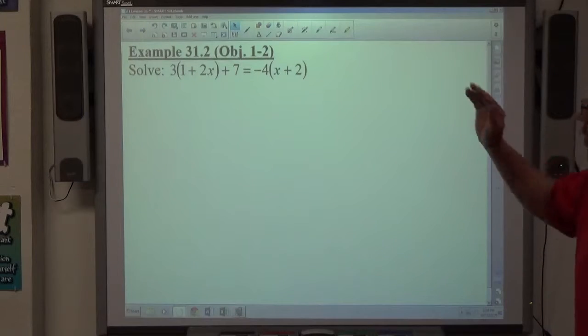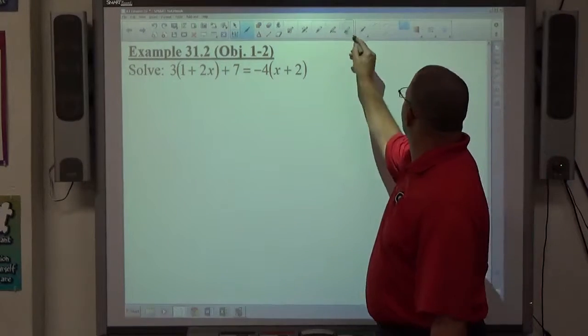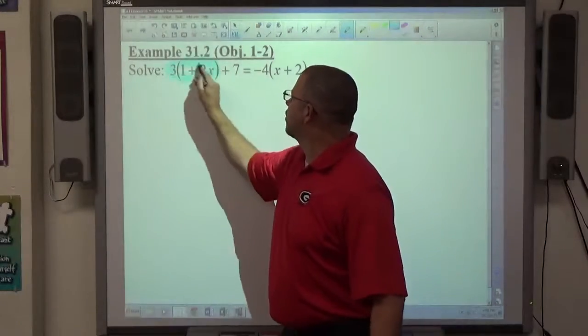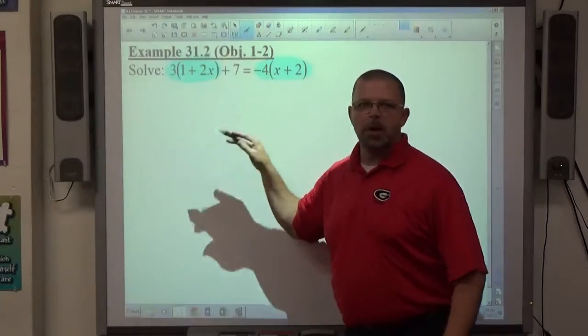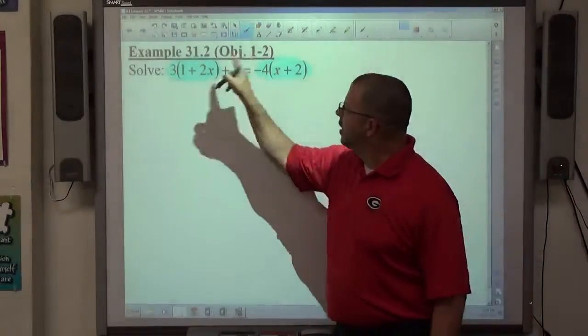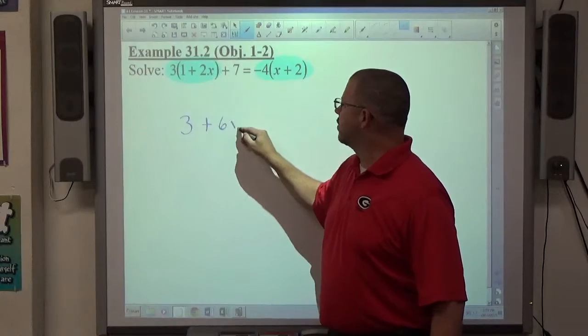Example 2, notice we have our parentheses once again. This time we have two sets of parentheses. And again, if this problem is sitting in my book just like this, what I might want to do is, as I copy to my paper, go ahead and distribute as I copy it. 3 times 1 is 3. 3 times positive 2x is positive 6x.